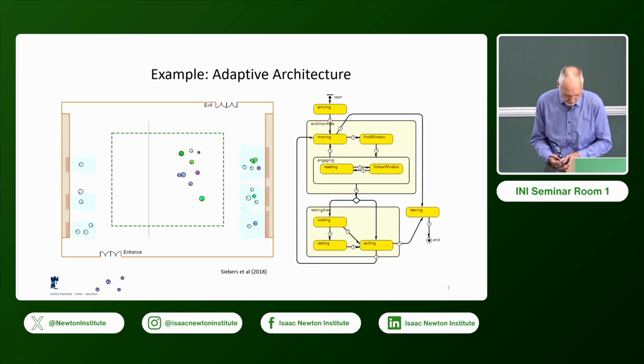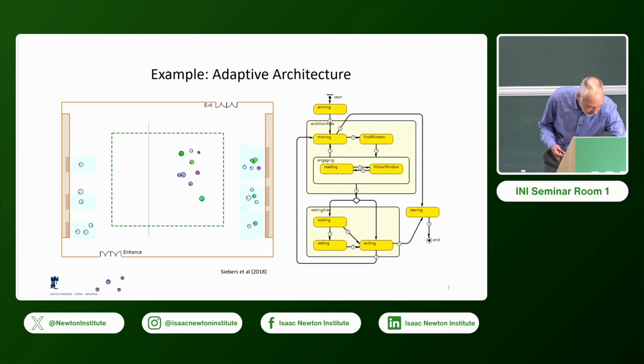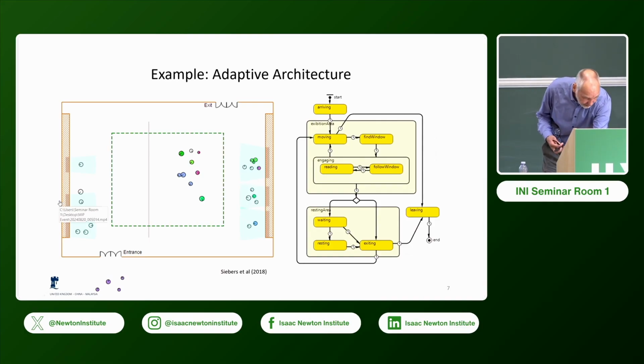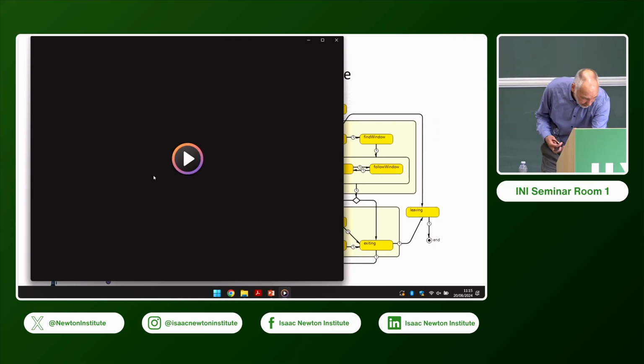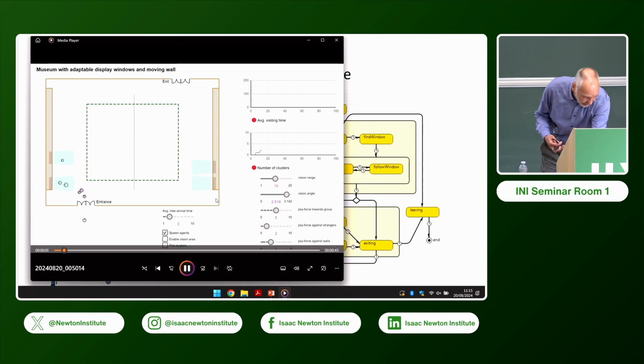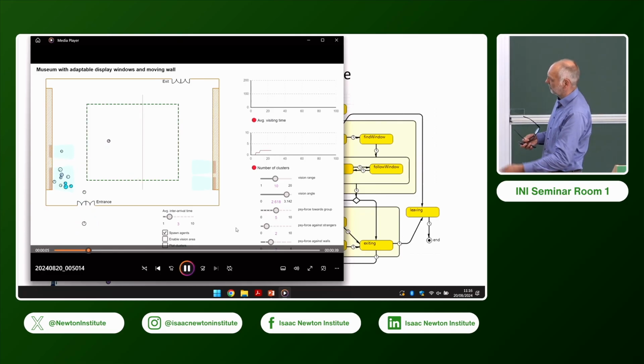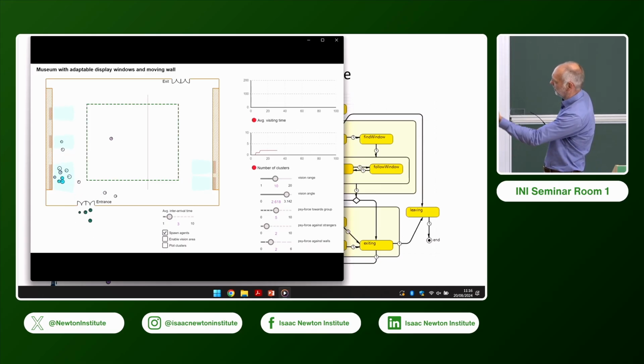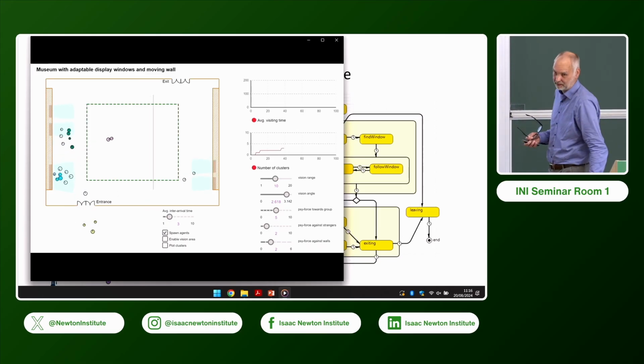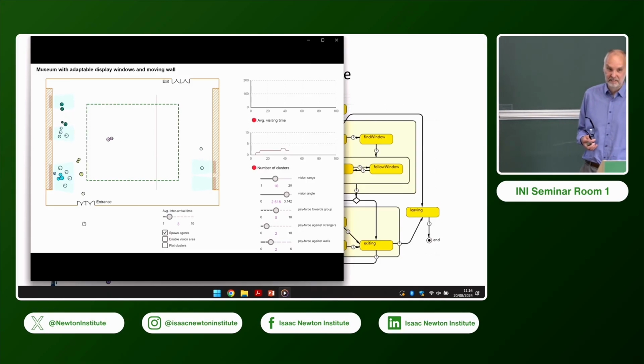I have a quick video. I hope it works. Just to show you the simulation. Yeah. So here you have the people coming in, and you can see the screens are moving, and you can see the wall is moving a little bit from one side to the other.